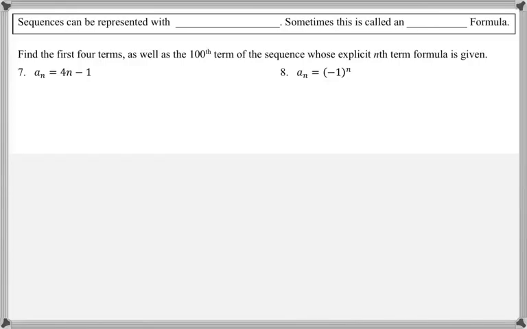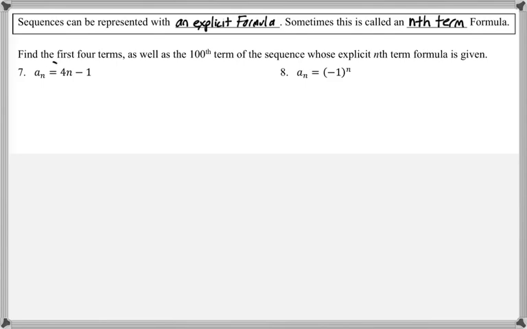Sequences can be represented with an explicit formula. And sometimes this is called an nth term formula. So the directions ask, find the first 4 terms as well as the 100th term of the sequence whose explicit nth term formula is given.